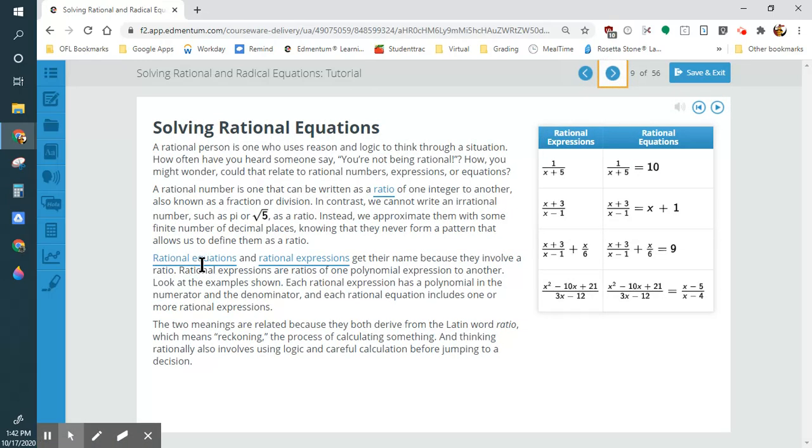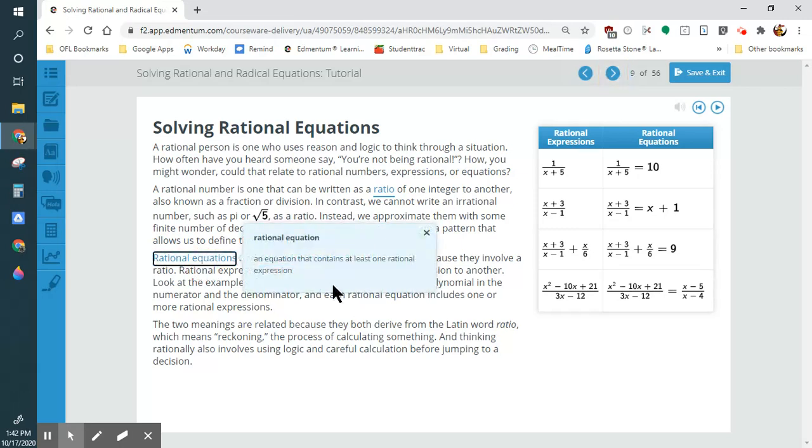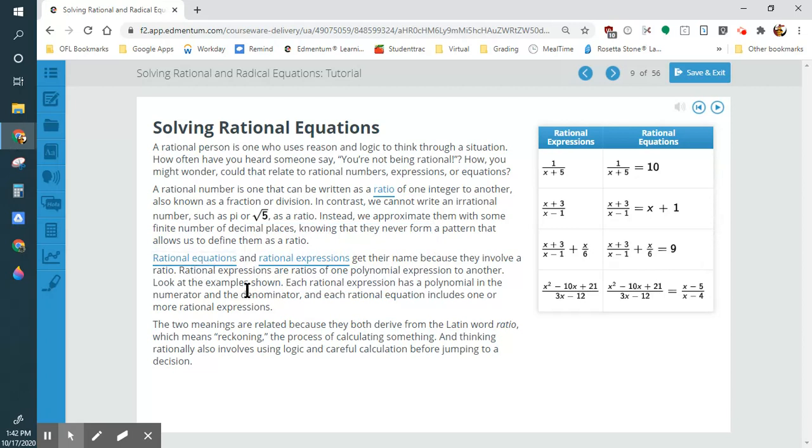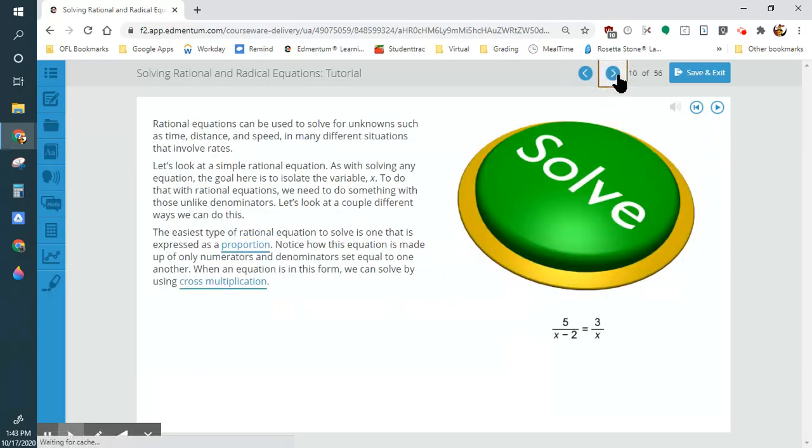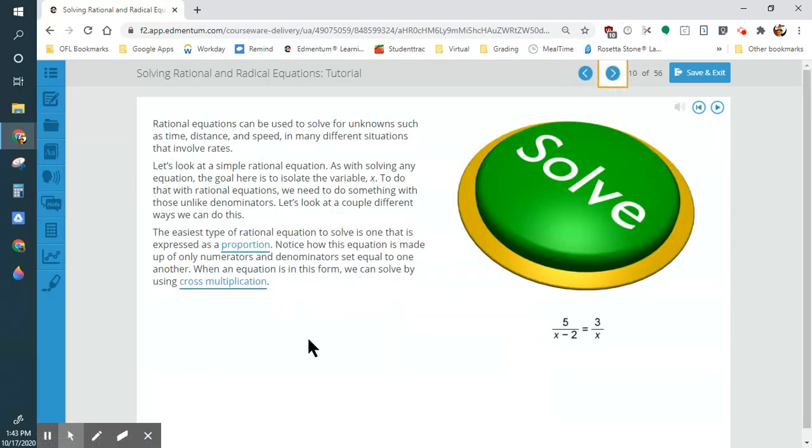So rational equations. Rational equations is this idea of just fractions, basically. And there's an equal sign. An equation means there's an equal sign. Rational means that there's going to be a fraction. Rational expressions do not have an equal sign, essentially the difference. And again, the idea of rational comes with this idea of ratio. So ratio being a fraction. All right. So let's take a look at this.